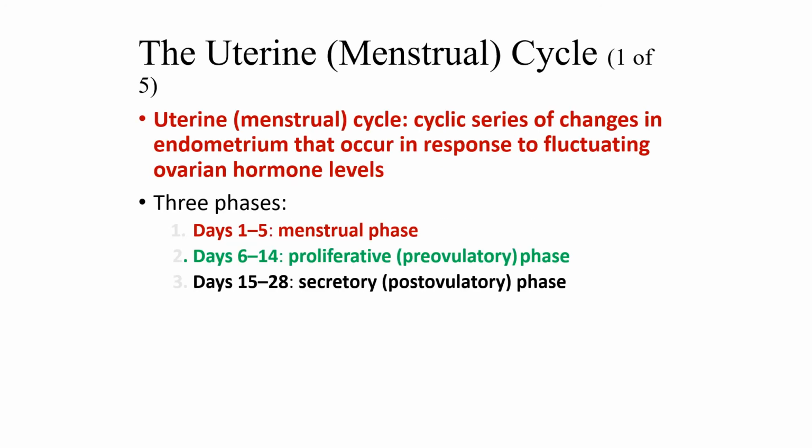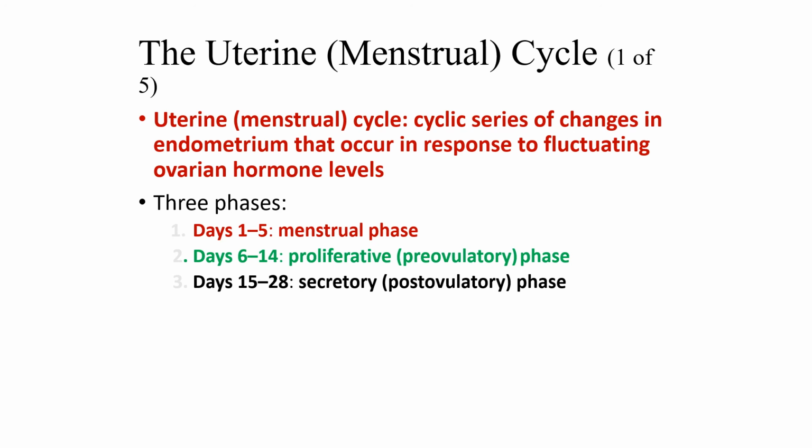So we spent a lot of time talking about the ovarian cycle, and you have to understand the ovarian cycle in order to understand the uterine cycle, or what we call the menstrual cycle. The uterine cycle involves changes to the endometrium, and it has 3 phases. Day 1 is the beginning of bleeding. Day 1 is the first day you start to bleed.